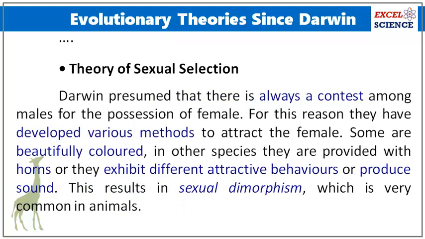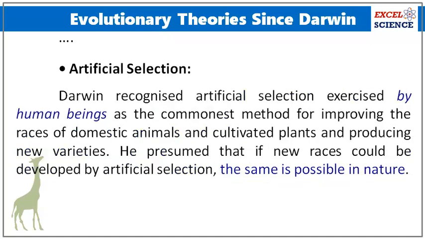Theory of sexual selection. Darwin presumed that there is always a contest among males for the possession of female. For this reason, they have developed various methods to attract the female. Some are beautifully colored, in other species, they are provided with horns or they exhibit different attractive behaviors or produce sound. This results in sexual dimorphism, which is very common in animals.